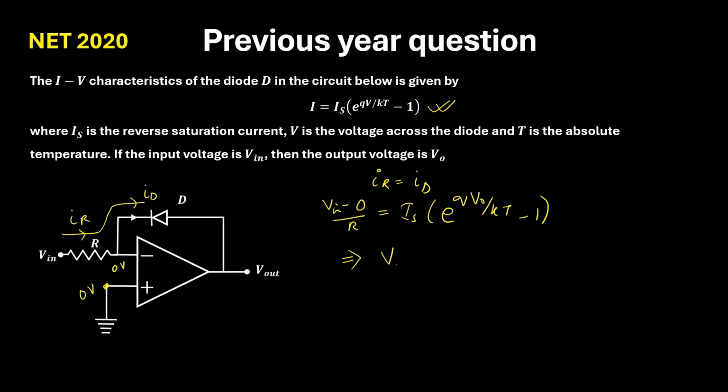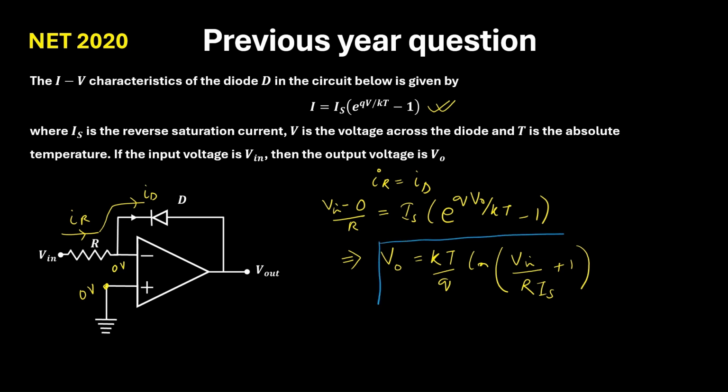The output will be equal to KT by Q into log of (V input by R into IS plus 1). So this is the expression of the output.